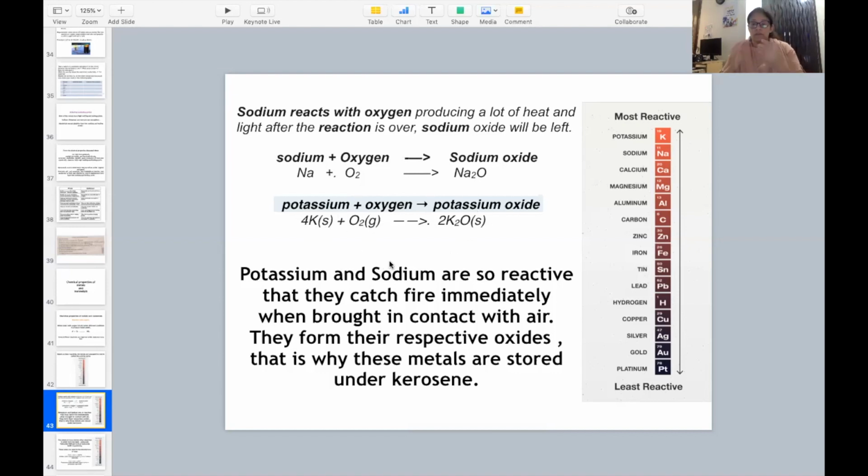Now I would tell you that potassium and sodium are so reactive that they can catch fire immediately when brought in contact with air. Clear? So that is why these cannot be kept outside in the open. They form respective oxides very quickly. So these metals are stored under kerosene oil. Clear? So that they do not come in contact with air as well as moisture.